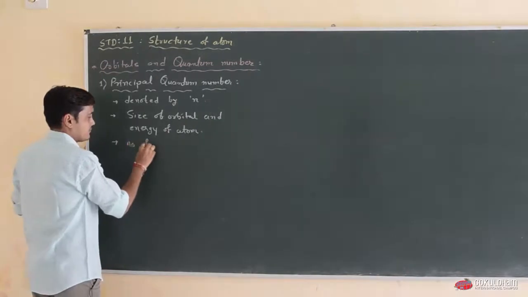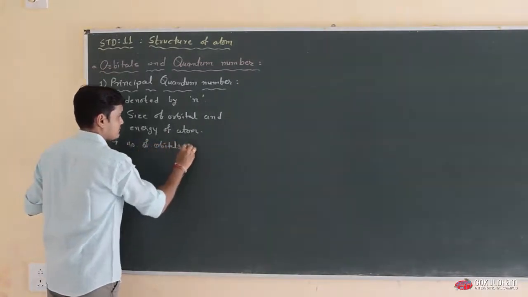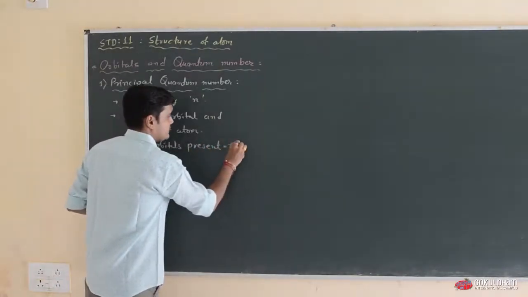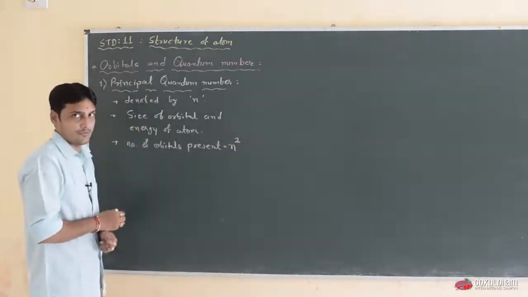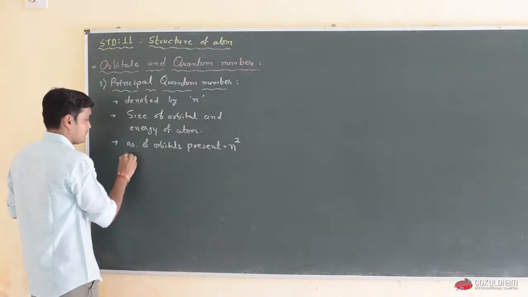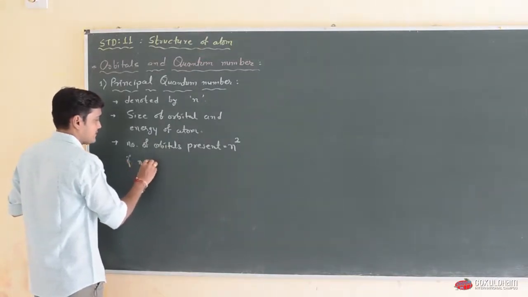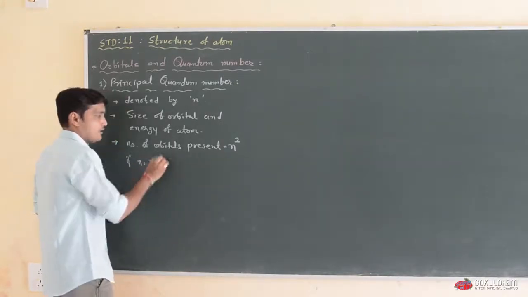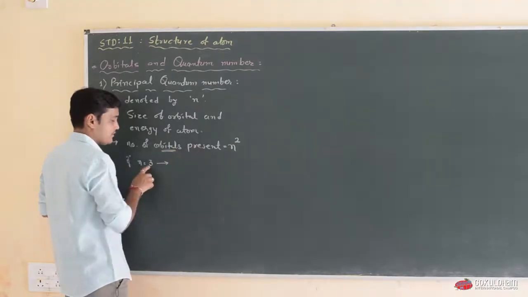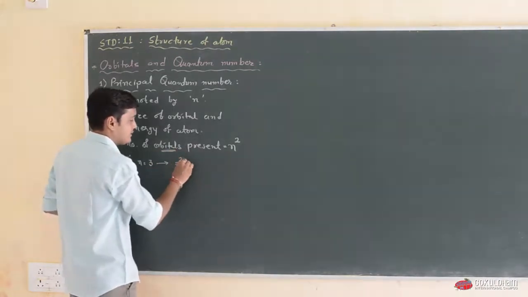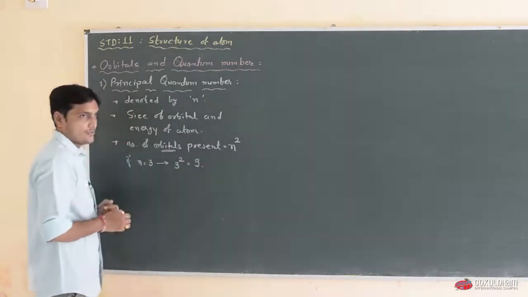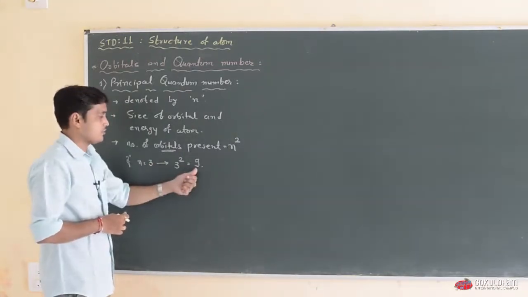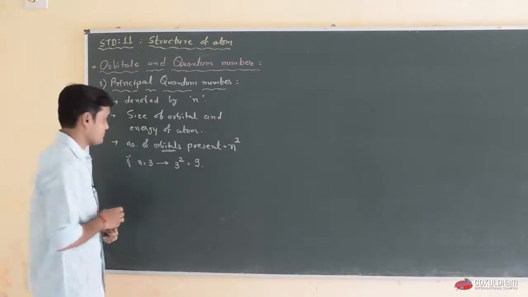The number of orbitals present we can find out by n squared. If n is 3, meaning the principal quantum number is 3, then the total number of orbitals present in the third orbit is 3 squared, which is equal to 9. So we can say that in the third orbit, the total number of orbitals is 9.